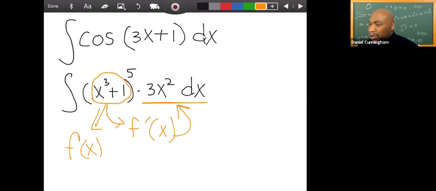And same thing with this one right here. This is an inside function, and the outside function is the cosine of, in the parentheses. And then you've got to take some derivative. So let me show you on our slide what I mean by that.